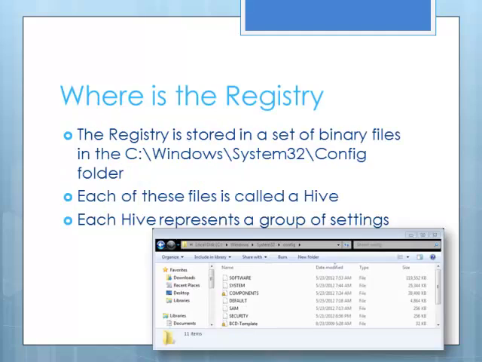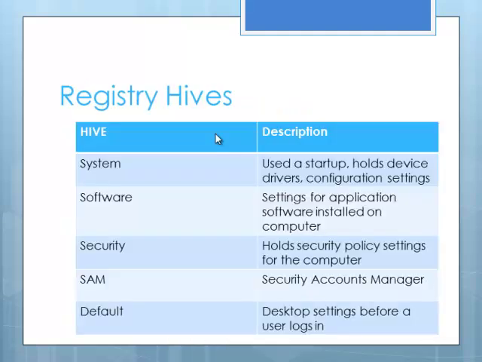Where is it? Well, it is stored on the hard disk in the C partition under a folder called Windows/System32/config. I show an example of one here. It shows these different files, as you can see: software, system, default, SAM, and security. Each of those is called a hive. That's the name that was given to these components of the registry. It resembles a complex beehive. Each hive represents a specific group of settings.